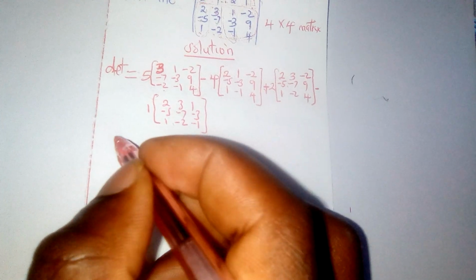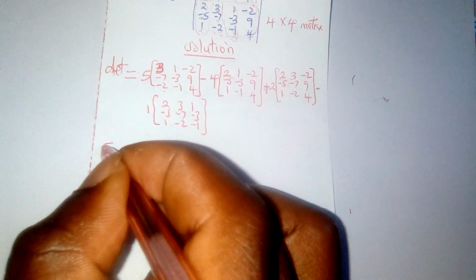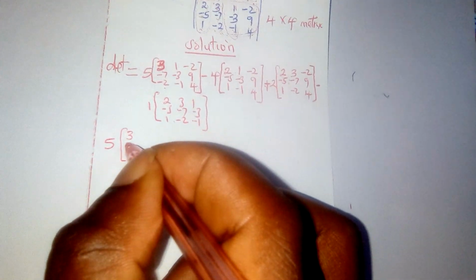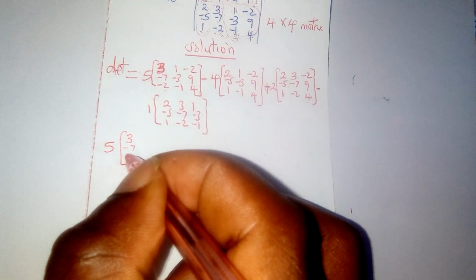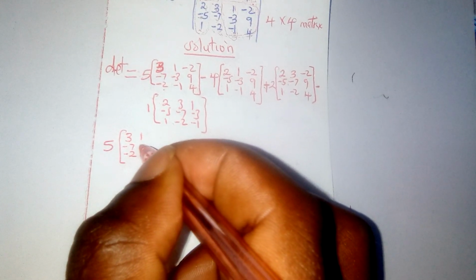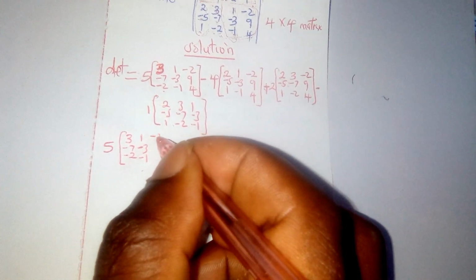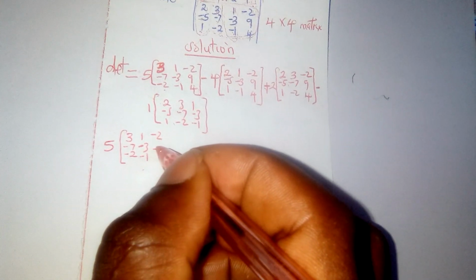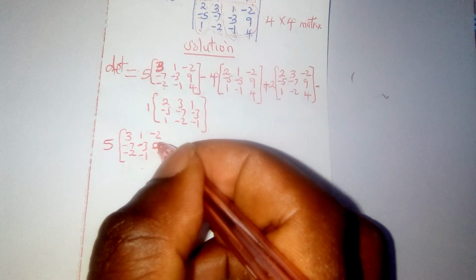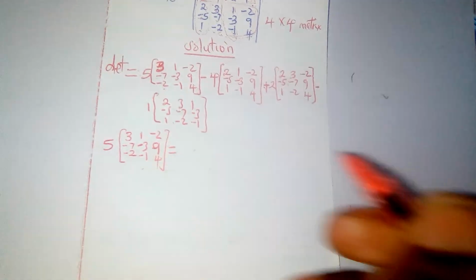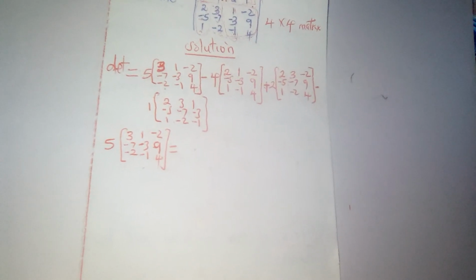So I'll come here and write 5, then I put a bigger bracket: 3, negative 7, negative 2, 1, negative 3, as well as negative 1. Finally I have 2, negative 9, sorry, it is 9, as well as 4. So your work is just to get the determinant of that matrix.